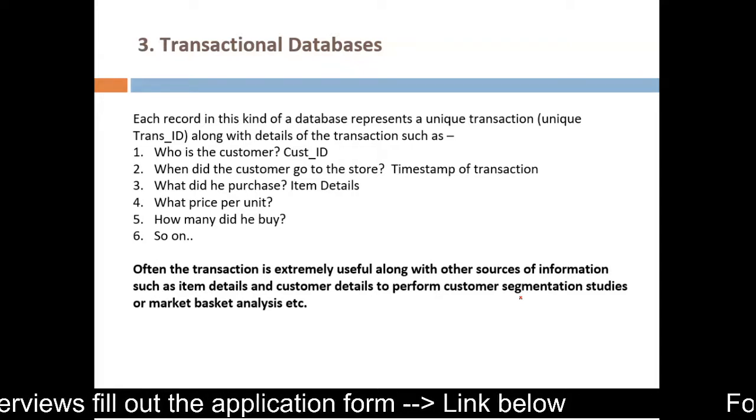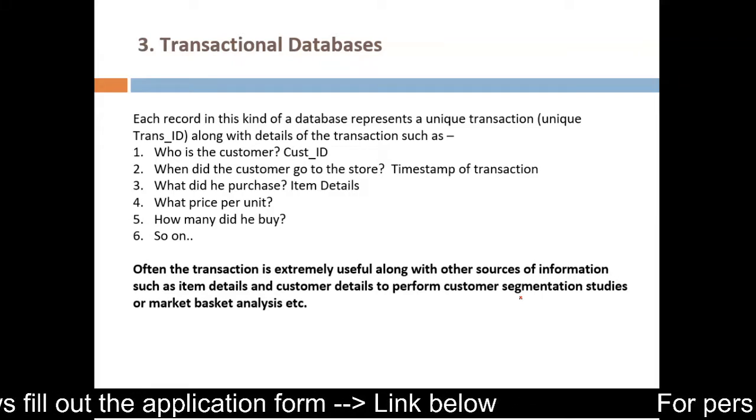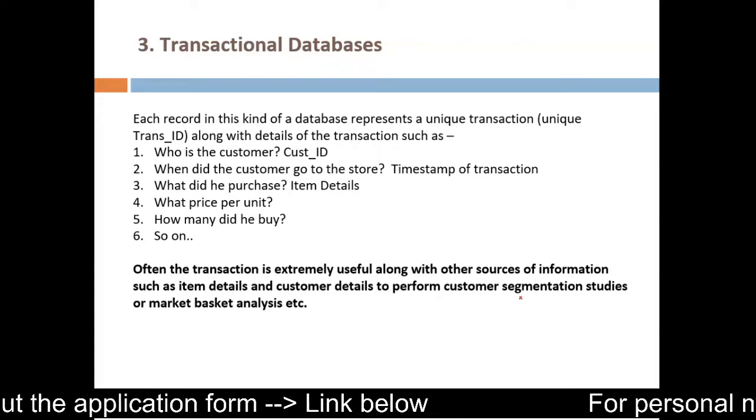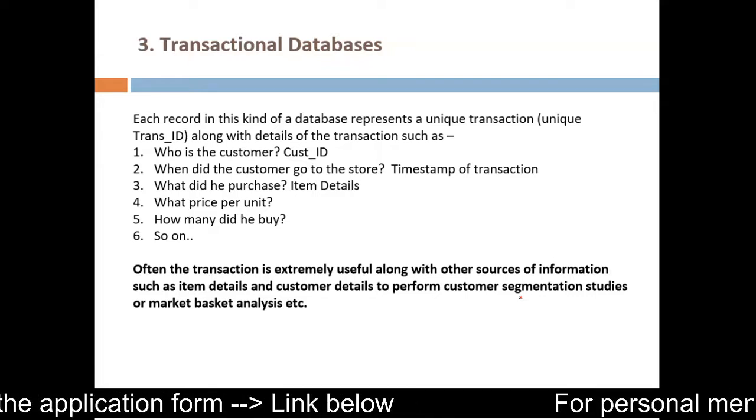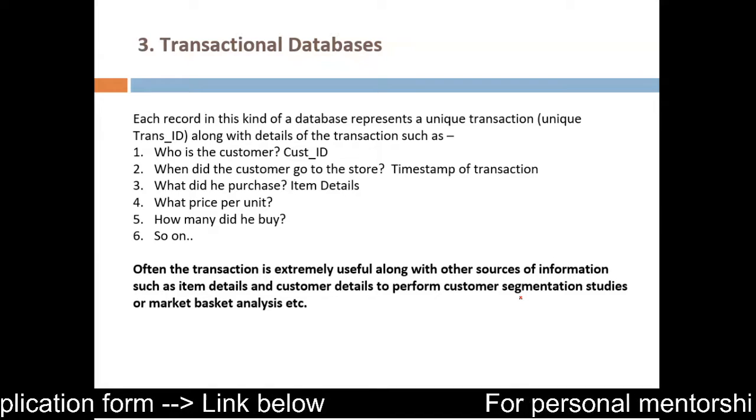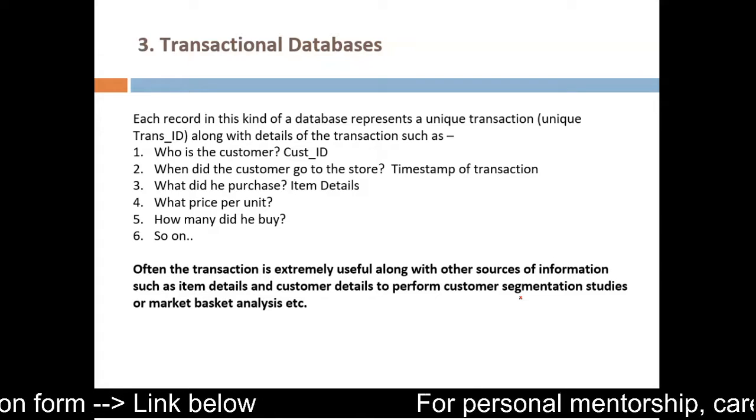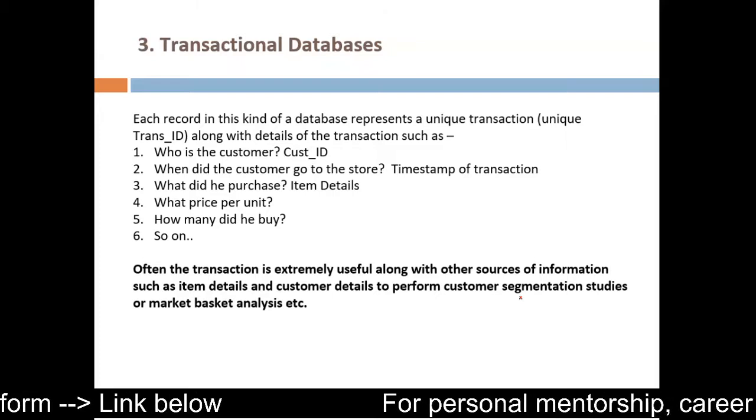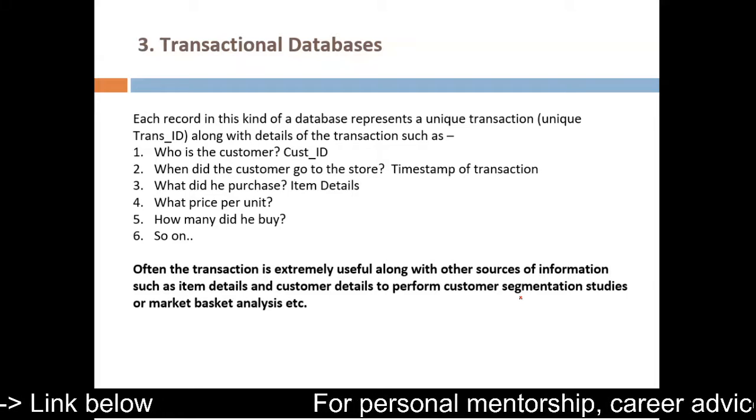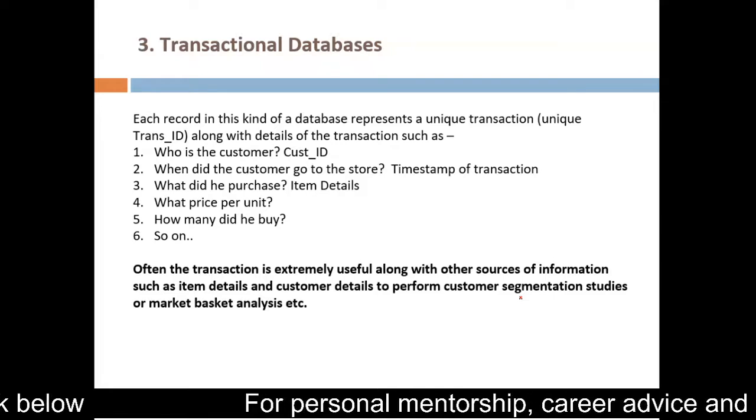Often transaction data is extremely useful along with other sources of information, such as the details about the item. What is the item? What product is it? Which department or category does it belong to? And often, in addition to the transaction table, we would also have details about the customer demographics. For example, what is the age of the customer? What is his name? What is his occupation? What is his level of income? Does he own a car or a house? How many children does he have? So this kind of demographic information about the customer, along with the item information and the transaction history, helps us perform a lot of analysis using this kind of transactional data.